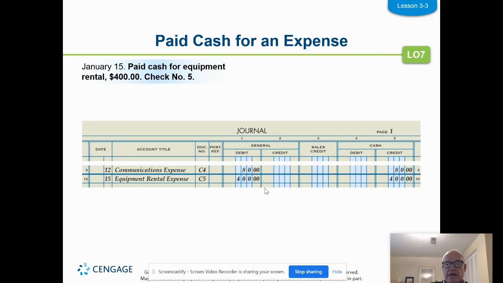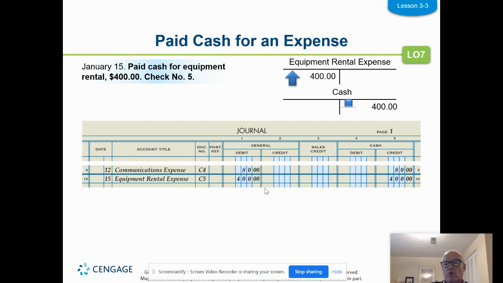And here's another one: paid cash for an expense, equipment rental expense. Increase, cash, decrease. Again, we're increasing or debiting an expense, which conversely is a reduction in owner's equity. Anytime we debit owner's equity, we're reducing owner's equity, but we're increasing expense. Got to stick with that.